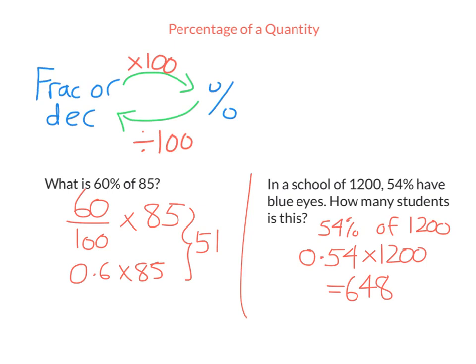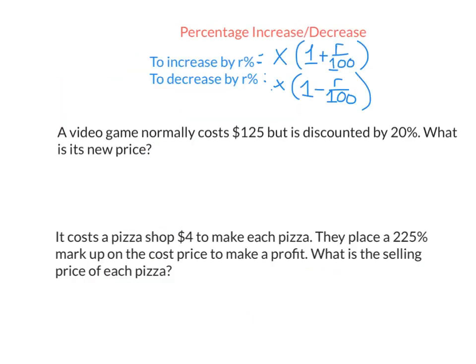So let's now look at how we can use percentage of a quantity. We can actually use this for percentage increase and decrease. So to increase by R%, you times by 1 plus R over 100, and to decrease by R%, you times by 1 minus R over 100. So the only difference between these two, you plus when you're increasing and you minus when you're decreasing. What we're actually doing here is just finding a percent of a quantity.